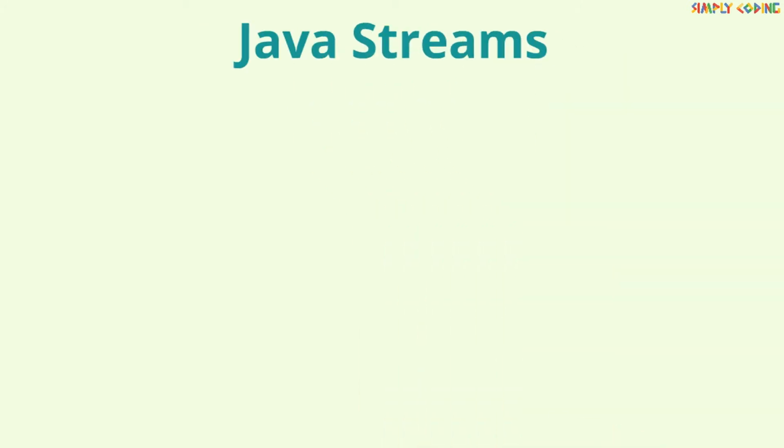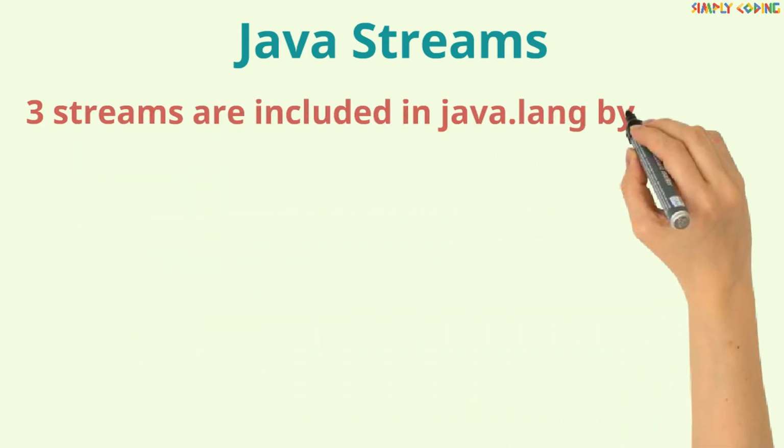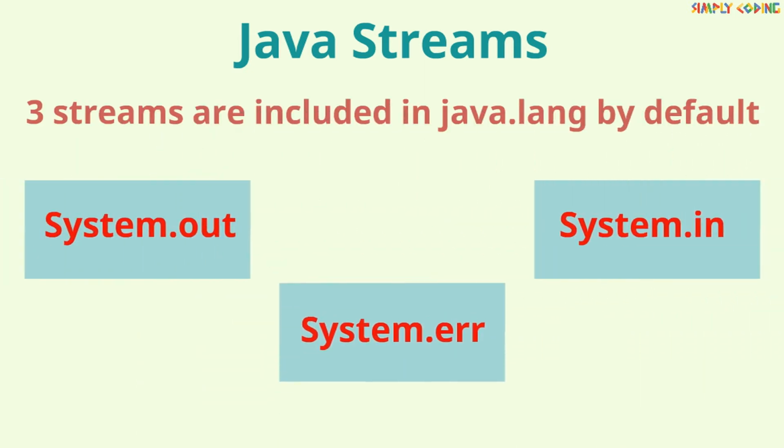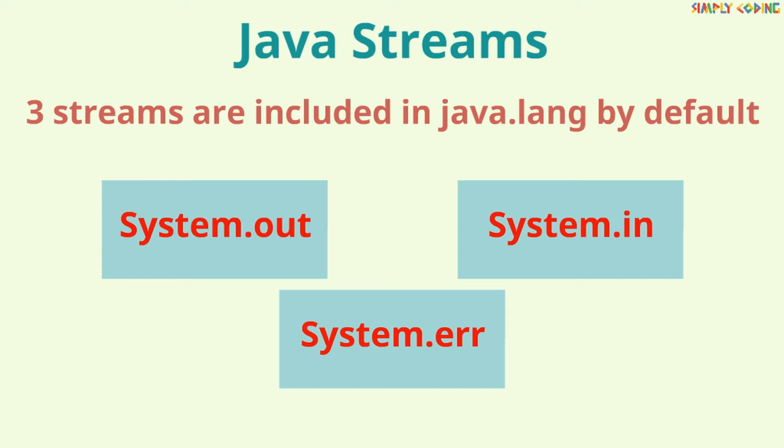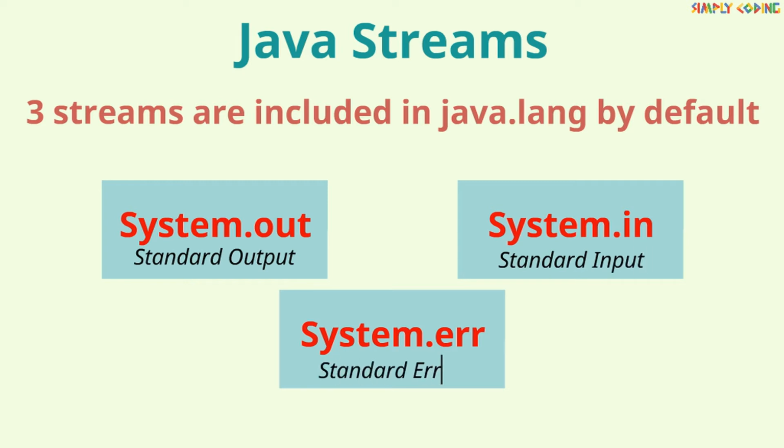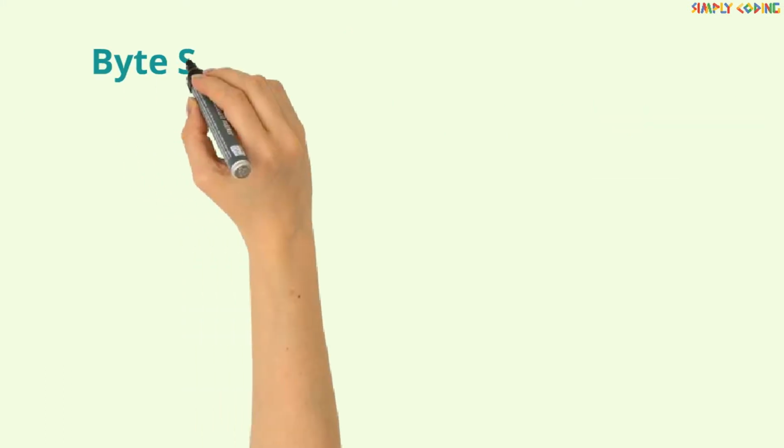When we write a Java program, three streams which are included in java.lang are created for us by default. All these streams are attached to the console. They include System.out, which is the standard output stream, System.in, which is the standard input stream, and System.err, which is the standard error stream.